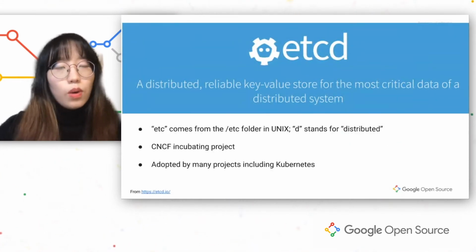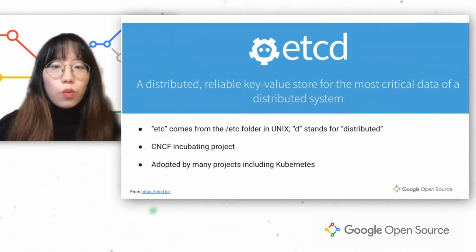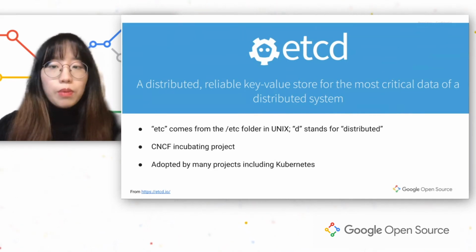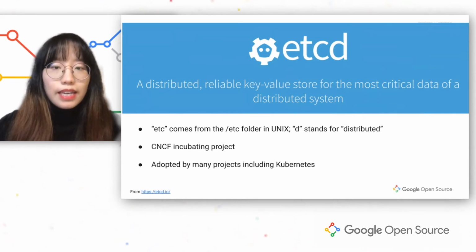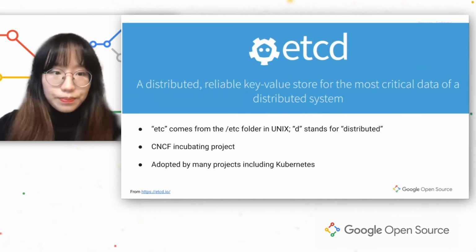First things first, what is ICT? From the official website, ICT is a distributed, reliable key-value store for the most critical data of a distributed system. The naming of ICT comes from two parts. The first part is SC, which comes from the SC folder in Unix. D stands for distributed, so it's very easy to understand why ICT is designed for distributed systems and storing the most critical data like configuration data.